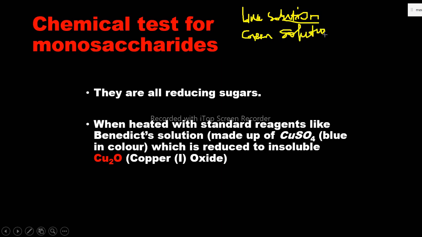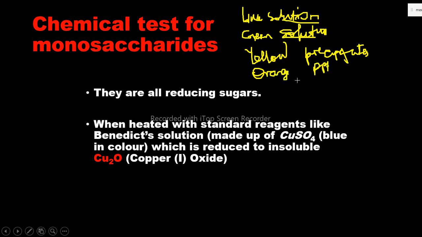To a green solution, and then to a yellow precipitate. Now, yellow is a precipitate. Yellow precipitate, write the whole word. And then to orange, depending on the amount, yellow precipitate. And finally to brown. Orange, to brown precipitate.